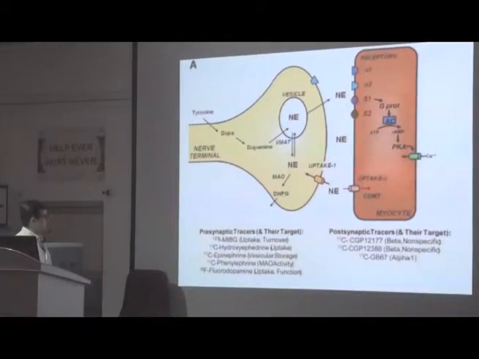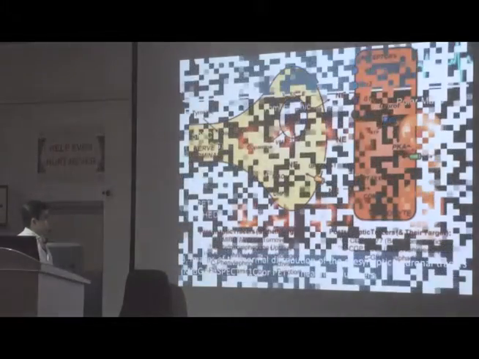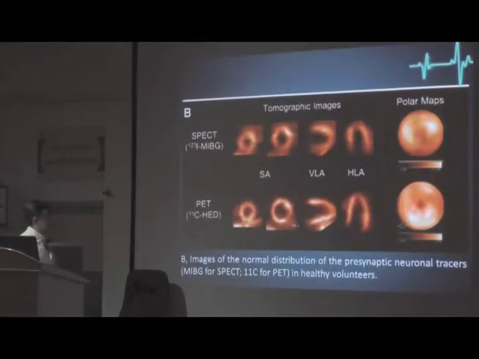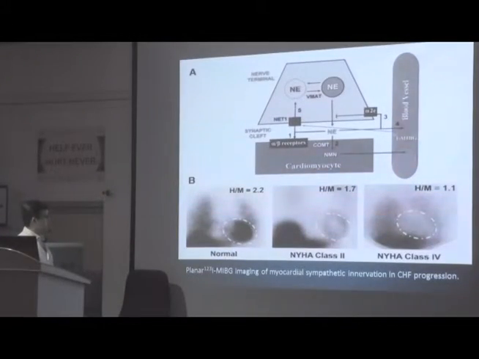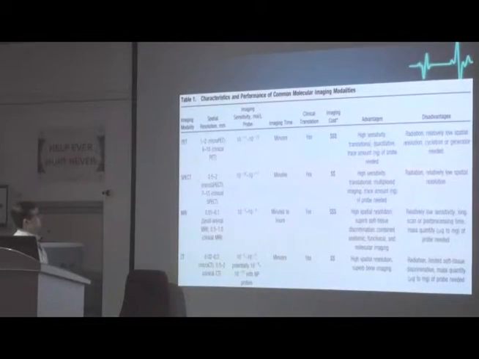These are the different presynaptic tracers and postsynaptic tracers which can be used for imaging. This is an image of the normal distribution of a presynaptic neural tracer in a healthy volunteer. The planar iodine-123 MIBG images of myocardial sympathetic innervation in CHF progression: class normal, class 2, class 4. The characteristic performance of common molecular imaging modalities, where spatial resolution, sensitivity, cost, advantages and disadvantages of SPECT, MRI, and CT.